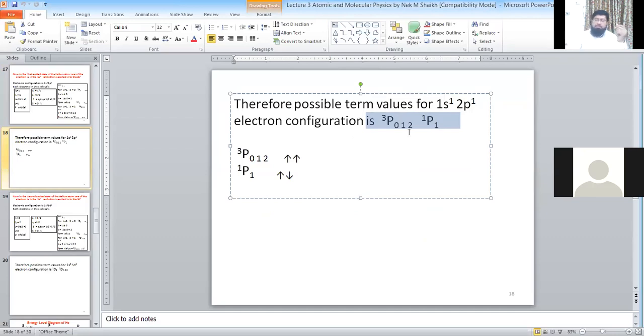Now in n equal to 2, there are only 2 orbitals. But now if the first electron is in n equal to 1 and the second electron is in n equal to 3, this means it is the second excited state.